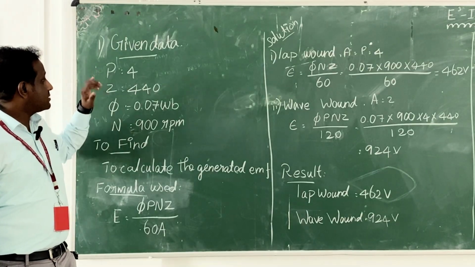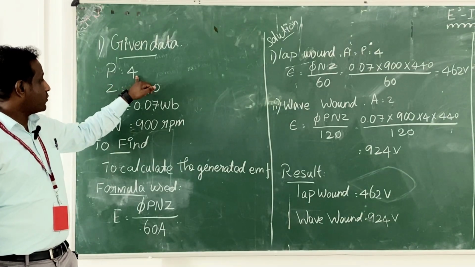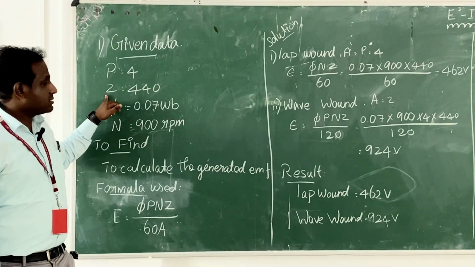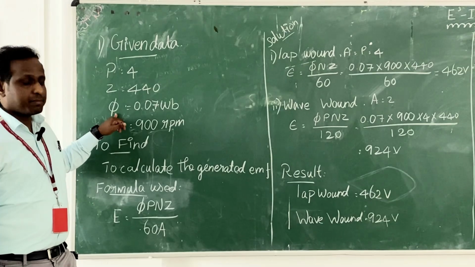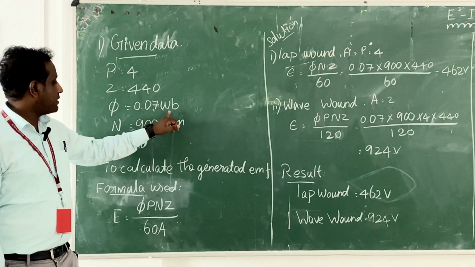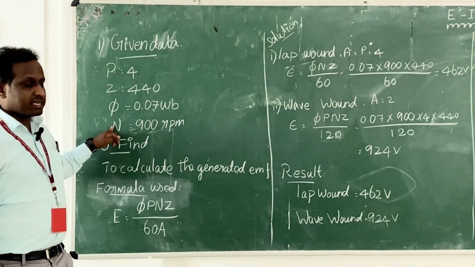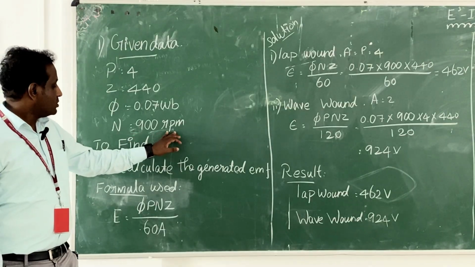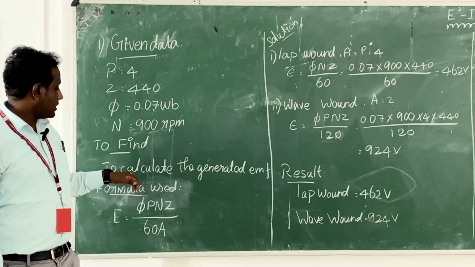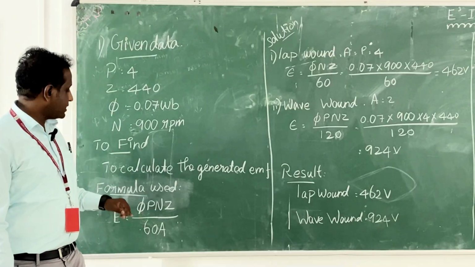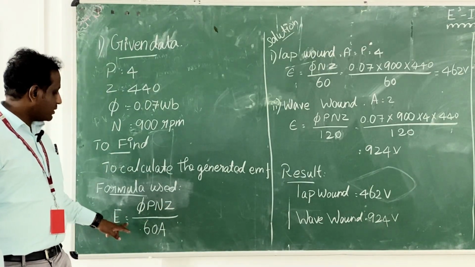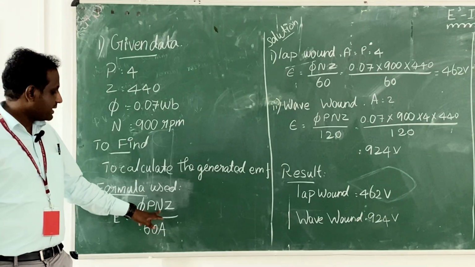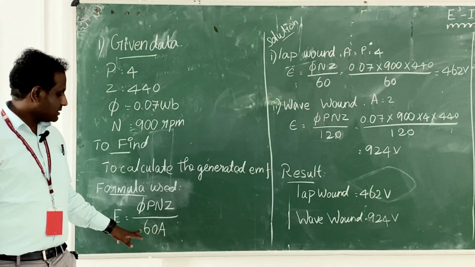The problem statement is: the number of poles is 4, the number of conductors in the machine is 440, the flux per pole is 0.07 Weber, and the speed of the generator is 900 rpm. Our objective is to calculate the generated EMF of the generator, and the formula used is Eb = ΦZNP divided by 60A.